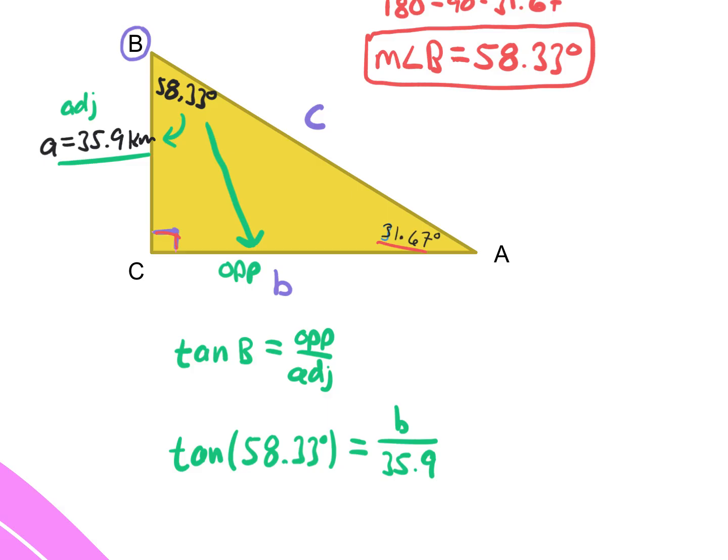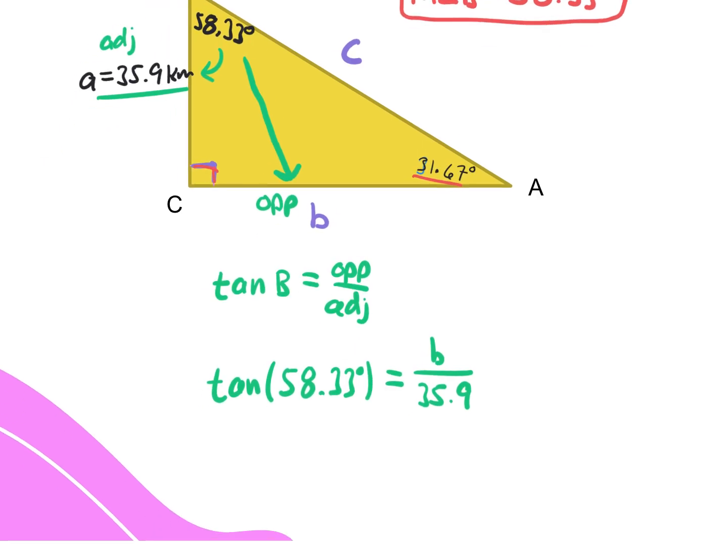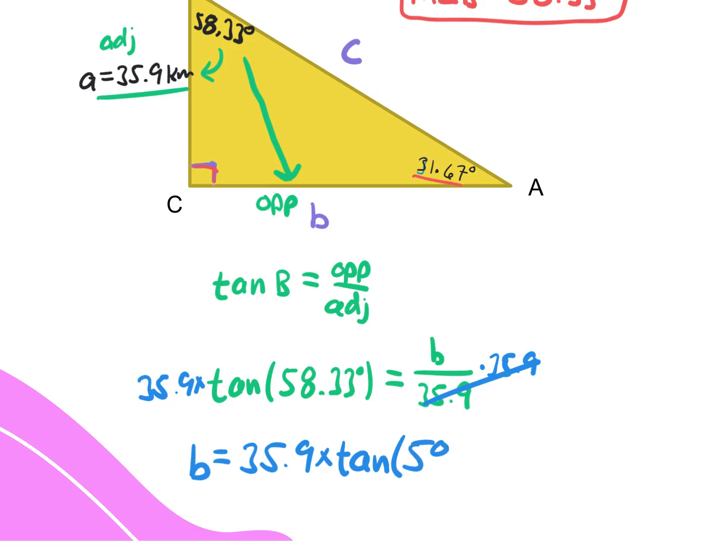The only thing that's missing here is side B, right? How can we get that by itself? So it's B divided by 35.9. What's the opposite of dividing? Multiplying. So let's multiply both sides by 35.9. And then these cancel out, and then we get side B is equal to 35.9 times tangent of 58.33.